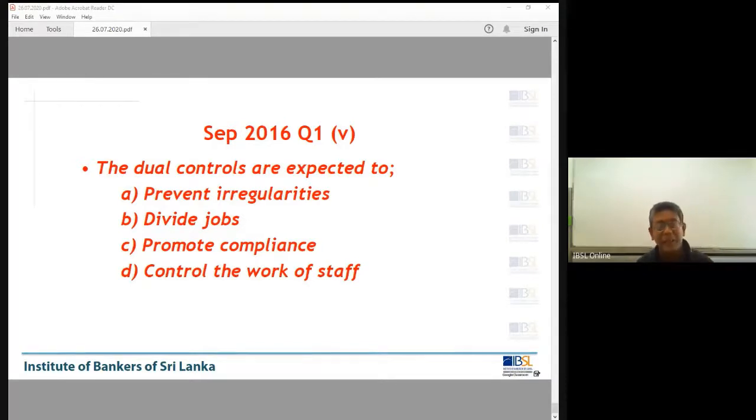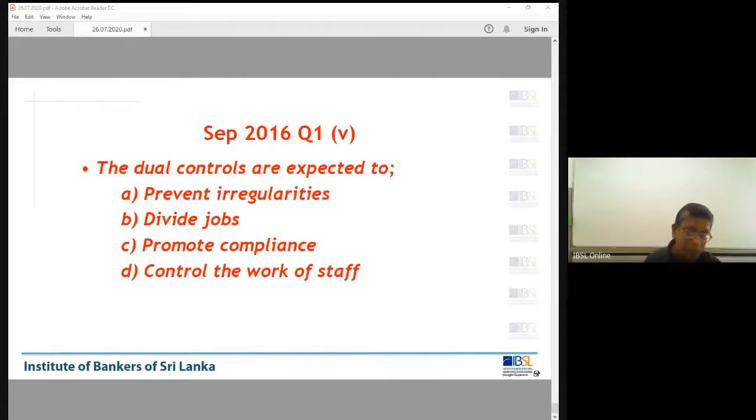Not the B. It should be A, right? So prevent irregularities, right? So the dual controls are there to prevent irregularities from taking place in the bank, right? The answer therefore is A, right?